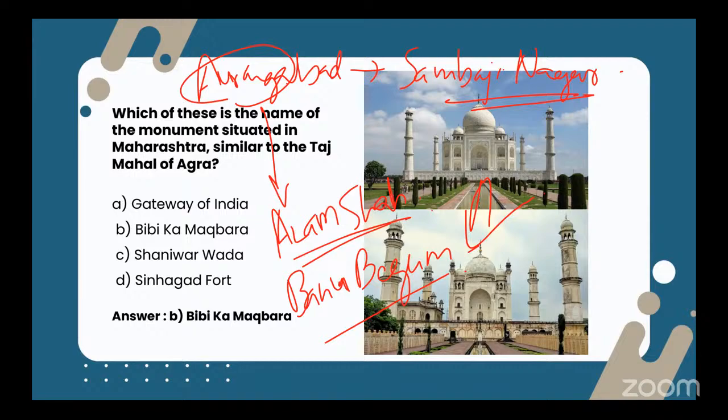Okay, all right. So Gateway of India, this is in Mumbai. Shaniwar Wada is in Pune, and Sinhagad Fort, again, is also near Pune. So this is what is asked here. It is Maharashtra, and this is in Aurangabad. Okay, all right. So that is the correct answer.